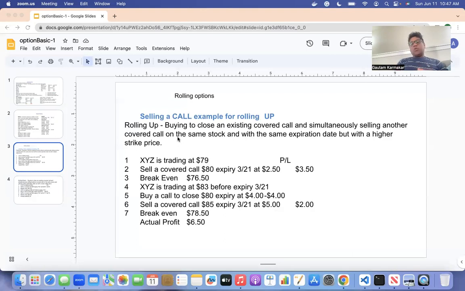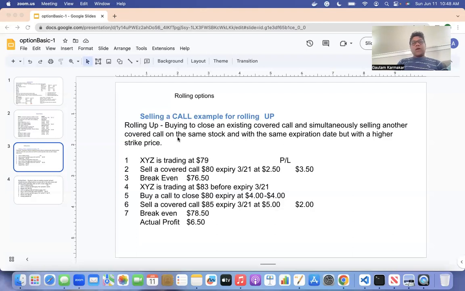Similarly, with the expiry date, you can extend your expiry date, which would be rolling out, or you can put the expiry date before the current expiry date that you have, which is called rolling in. So you can do rolling up, rolling down, rolling out, and rolling in, but at the same time you can also combine them. You can say rolling up and out, rolling in and down, and all these other combinations of these four things. So strike price: up and down; expiry date: out and in. All of those things you can do.